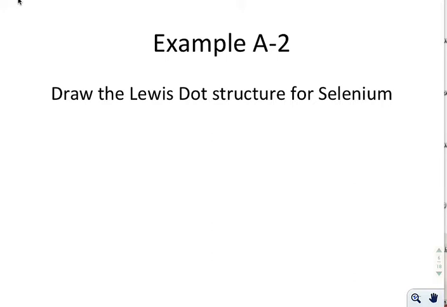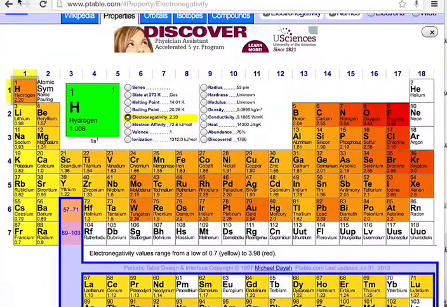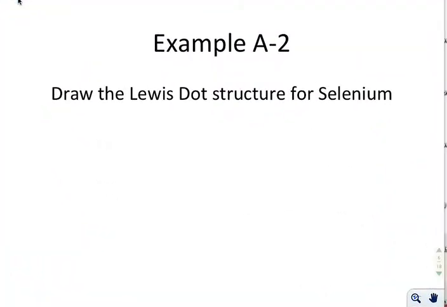Draw the Lewis dot structure for selenium. The easiest way to find the Lewis dot structure is to find selenium on the periodic table. If you look, selenium is in group 16, just below sulfur. Since it's in group 16, we would say it has 1, 2, 3, 4, 5, 6 electrons. And so this would be the Lewis dot structure for selenium.